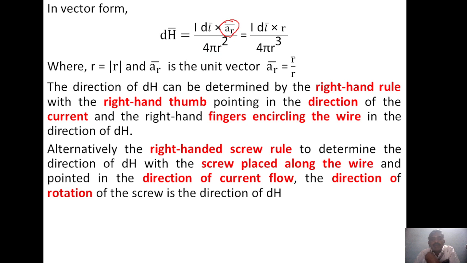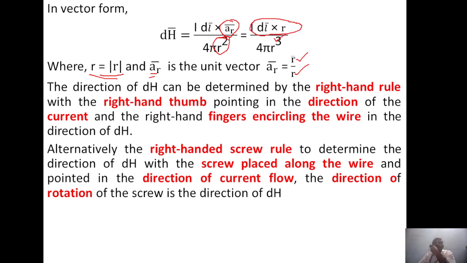Again, aR vector we can write as R vector divided by the magnitude of R, because aR is the unit vector. So r squared into r becomes r cube, giving 4 pi r cube. So here it is the vector product, and we need to find out the direction.